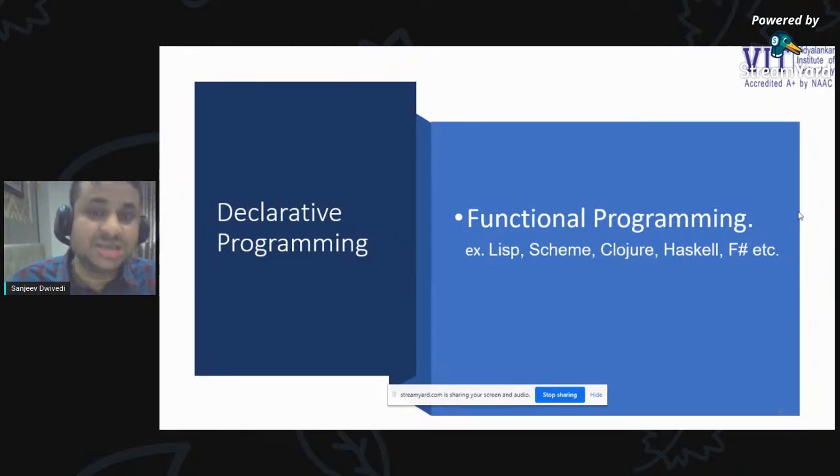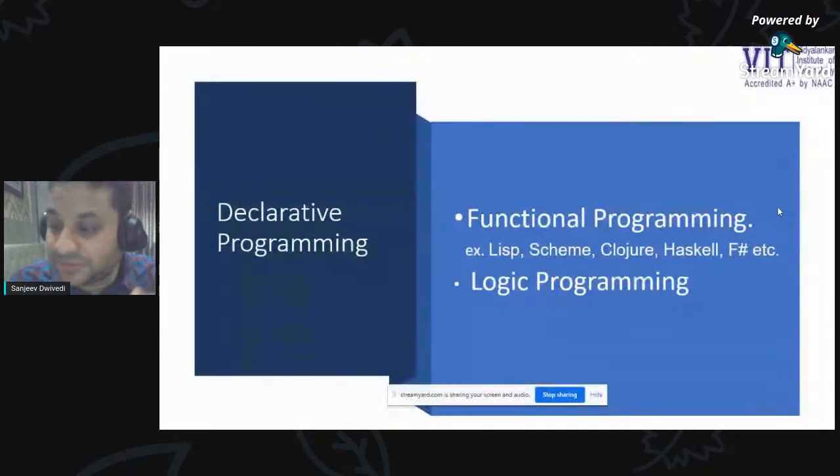We can hardly see the presence or significance of functional programming in the last 4 or 5 decades. It was all built around the object-oriented concepts. Well, this is functional programming.